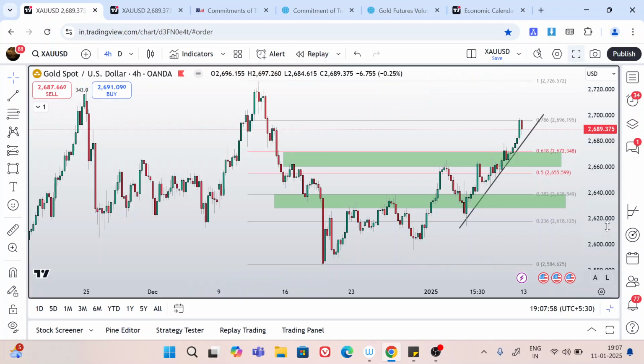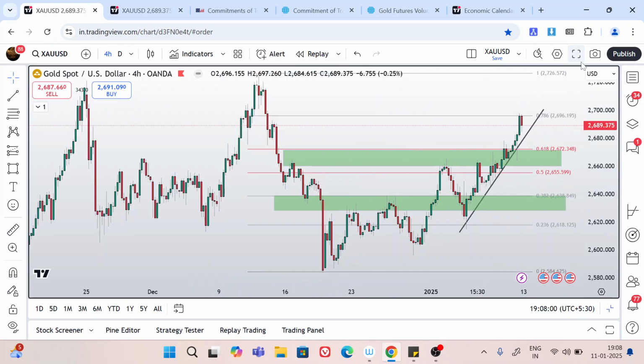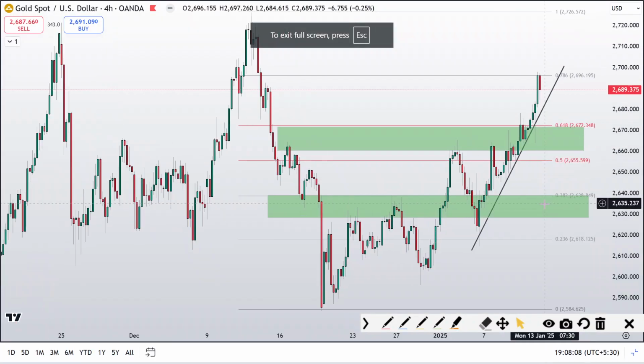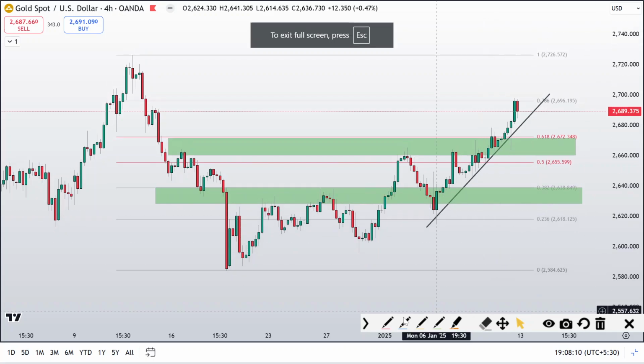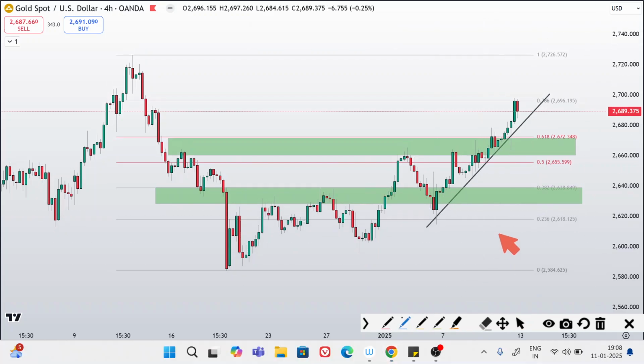So on the 4-hour time frame, if we check the overall price action, you can see the price is currently taking support on this dynamic trend line or dynamic support. And if we draw the Fibonacci from this level to this level, price is now trading above this retracement level. This is the important retracement level, 0.61.